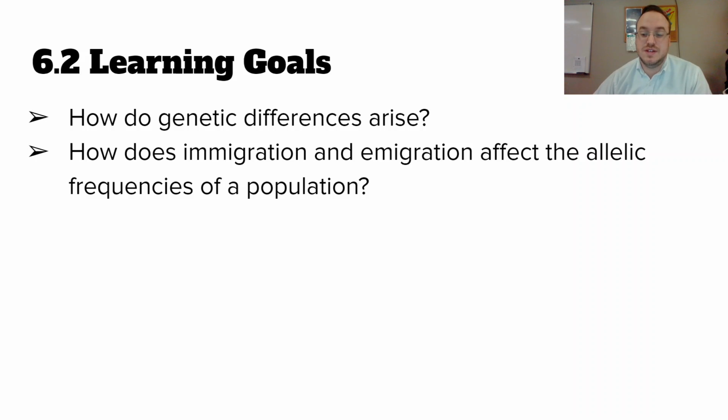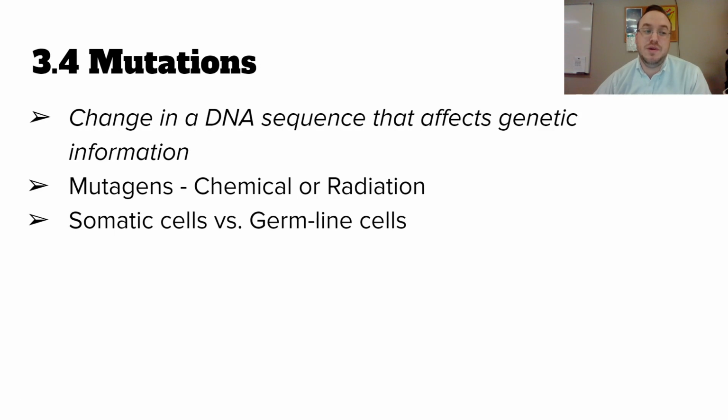All right, so let's get started with some old stuff. Remember that mutations are an easy way for differences in a DNA sequence to occur. They can happen via just errors in the DNA replication process that don't get fixed, or they could be caused by mutagens. Mutagens can be chemical or radiation.